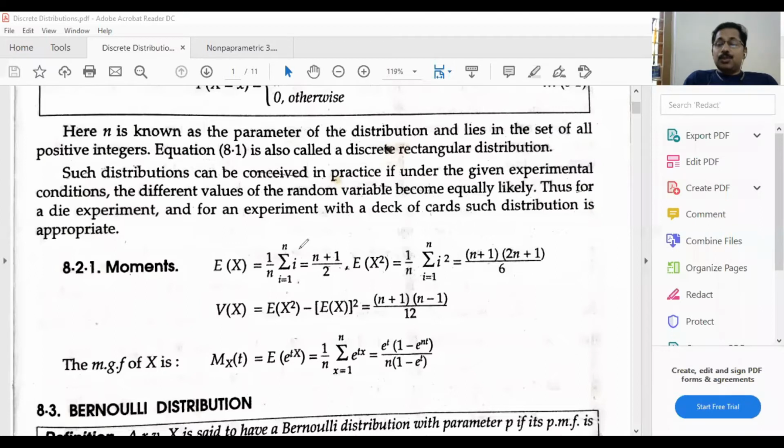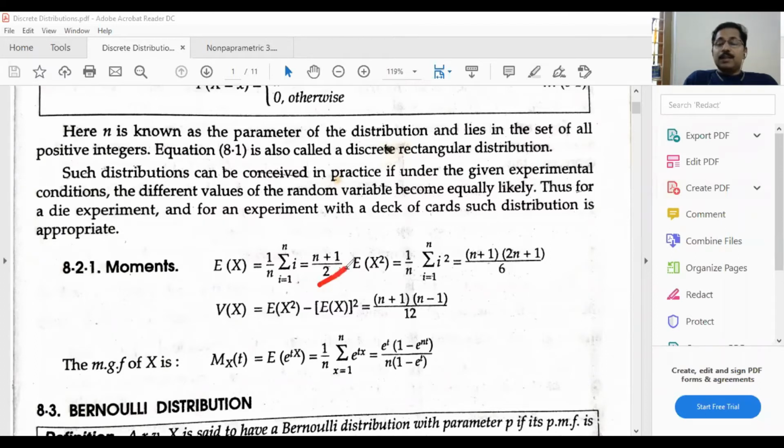Okay, so here what you are doing is finding out the term 1 into 1 by n is common here, so you can take 1 by n outside, then it is summation i is 1 to n. That means sum of first n natural numbers, that is n into n plus 1 by 2. Okay, that divided by n, so this becomes n plus 1 by 2.